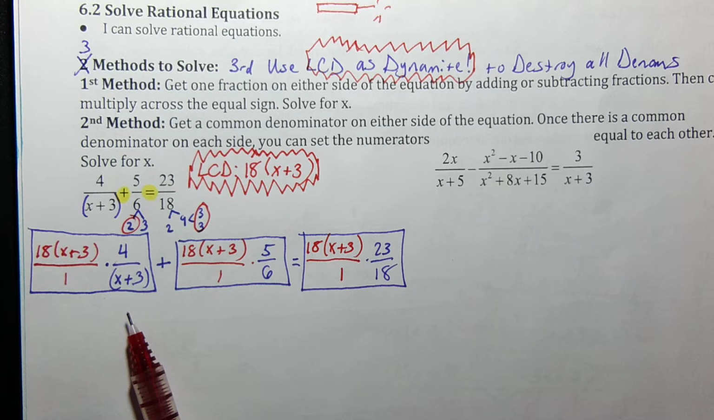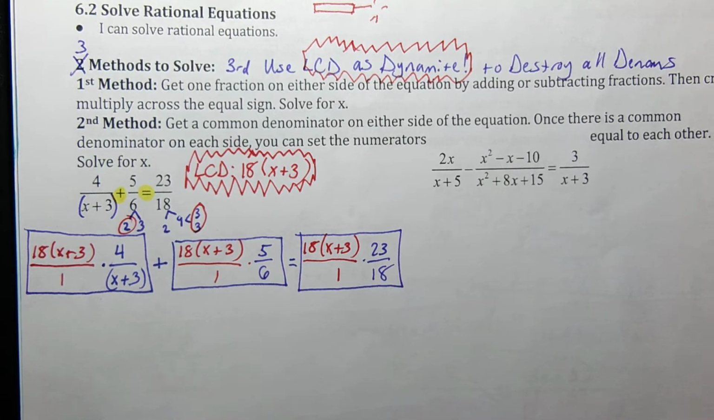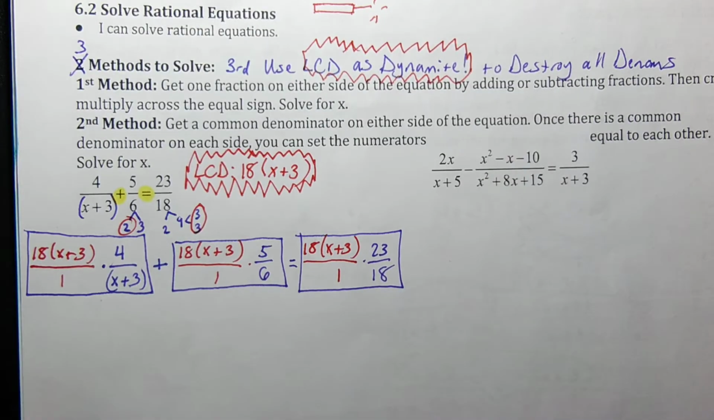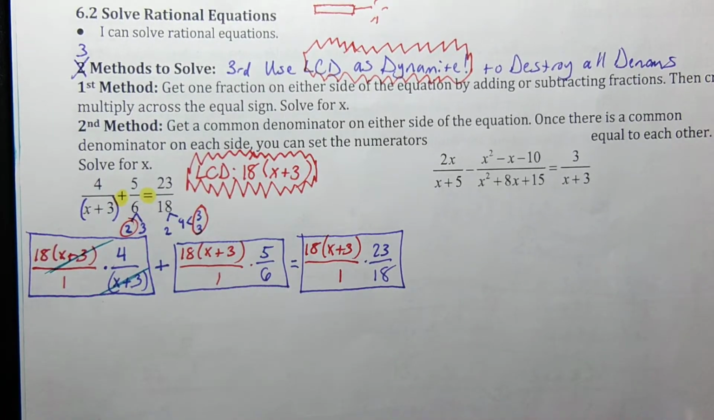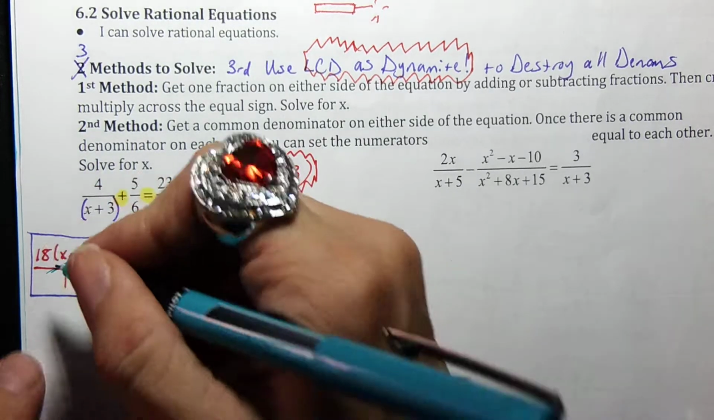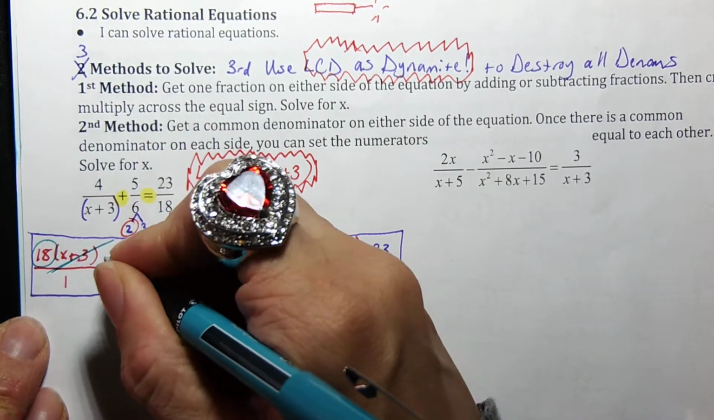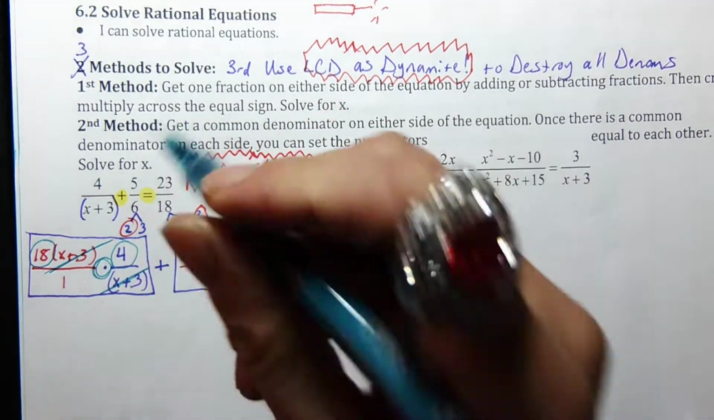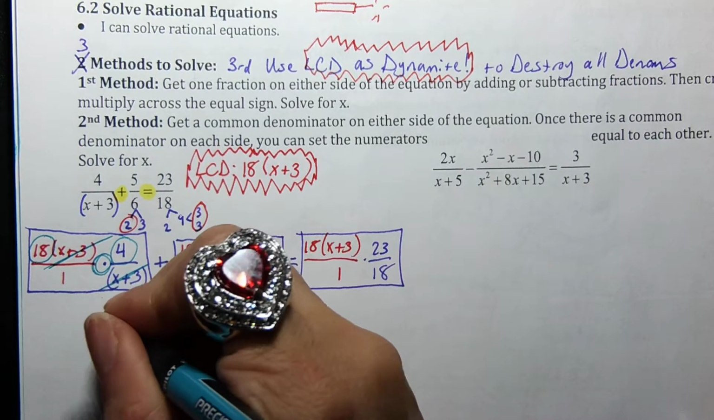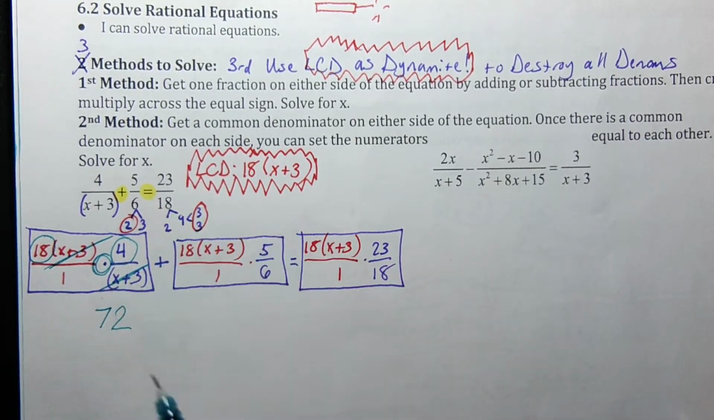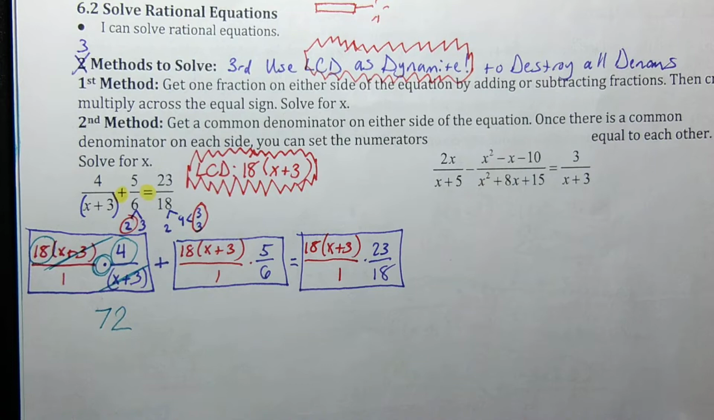So each of these boxes is kind of its own little mini problem of the very first thing we did in this chapter with multiplying. So as I look in my first box, what's going to cross off? The x plus 3's. Goodbye, denominator. No more fraction. What I am left with is 18 times 4. So 18 times 4 is 72. So wow, that ugly first box just straight up turns into 72. Lovely.